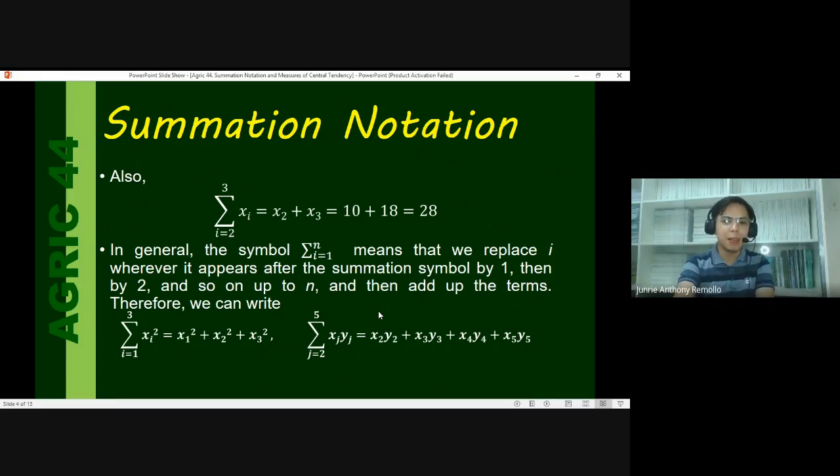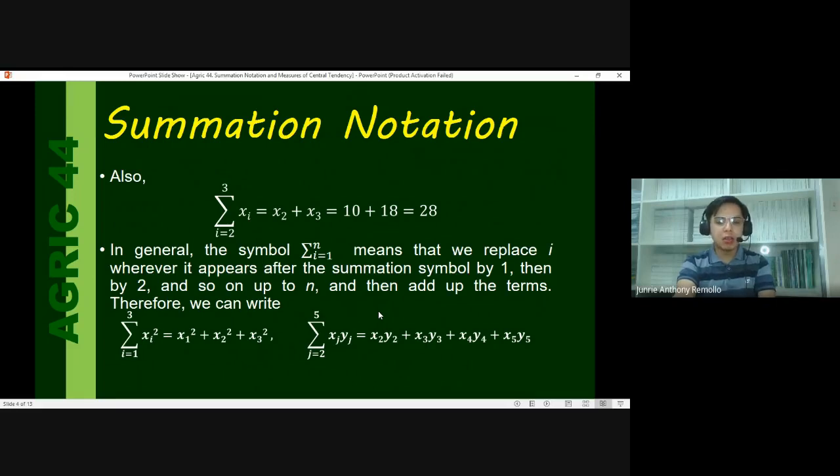In general, the symbol summation of xi, with n and i equal to 1, means that we replace i wherever it appears after the summation symbol by 1, then by 2, and so on up to n, and then add up all the terms.